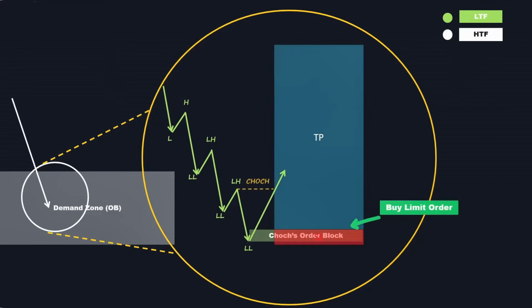Once confirmation appears on the lower time frame, we set the entry at the new demand zone formed by the CHOCH, place stop loss below the zone, and set take profit at the higher time frame external liquidity.